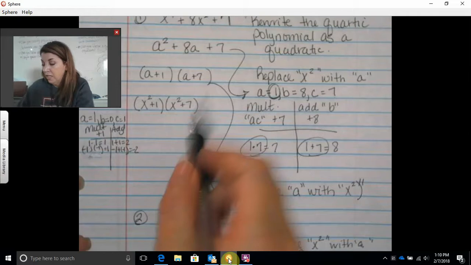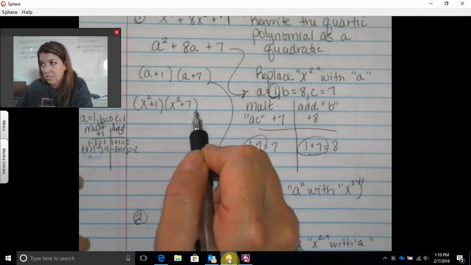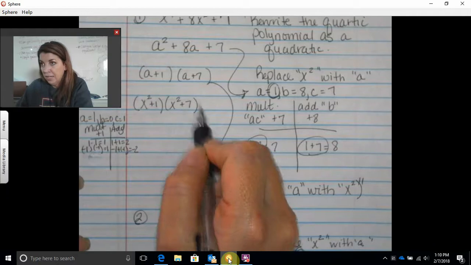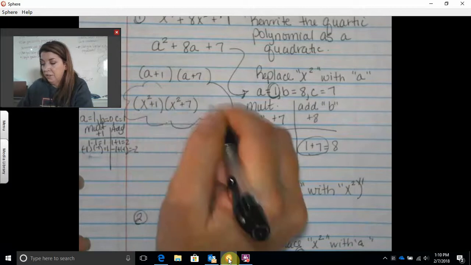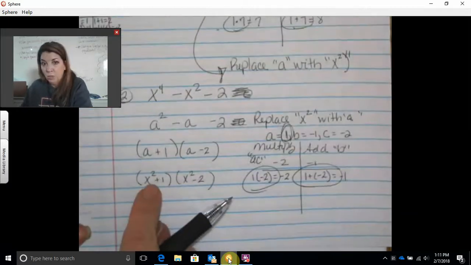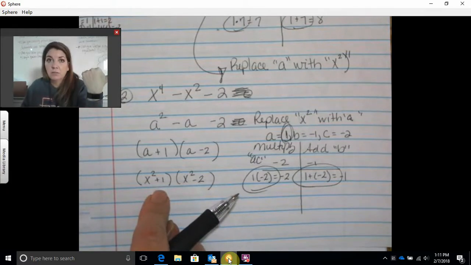No. Over here, if A is 1, B is 0, C is 7. Two numbers that multiply to get 7, add to get 0. Is that possible? No. So I couldn't factor that any further. If I could, I should have. Down here, A is 1, B is 0, C is 1. Could we factor it in the problem above? No, we just tried, so we can't factor it now.